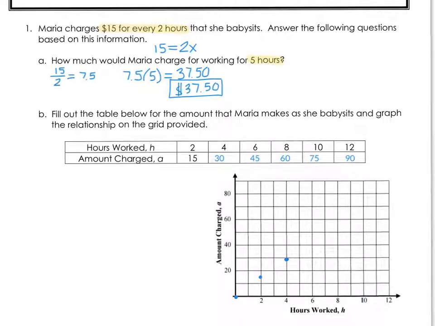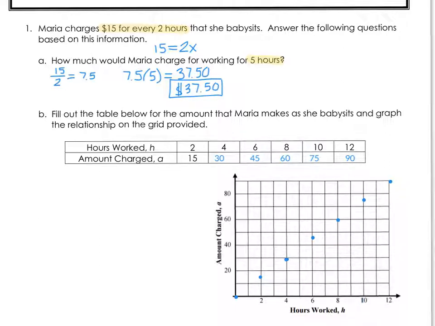So 6 up to 45, which is about halfway since we're counting by tens. 8 up to 60, and 10 up to 75, which is again halfway, and 12 up to 90, which is the top since it's counting by tens. Okay, now I need to connect my points.